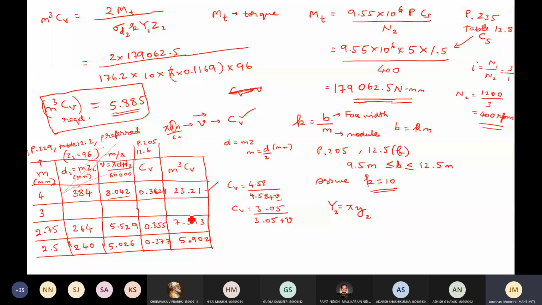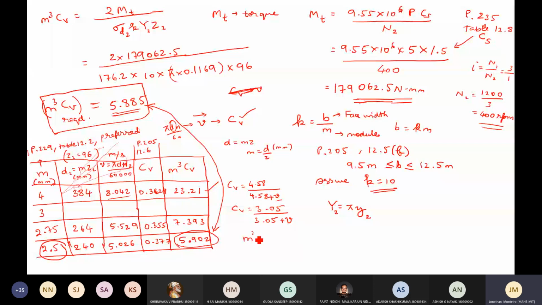So you see that it is continuously decreasing because the module is decreasing. And when you arrive at 2.5 mm module, you see the value 5.902, exactly in line with what you wanted. So this is 5.88. It has to be just above this or exactly equal to this. Exactly you may not get, but it is just above this, right? So this 2.5 mm module is the most preferred value.